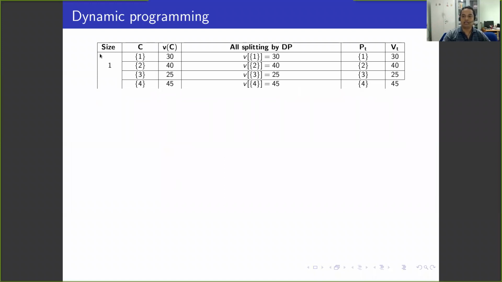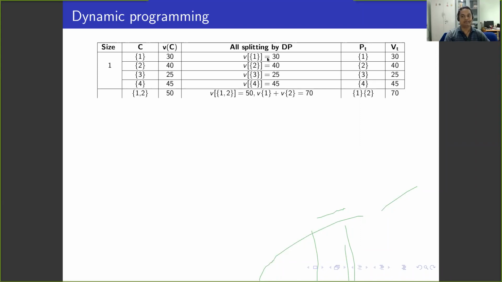So size 1 coalition. If you see my example, this is coalition C, which is given the coalition value, and we are doing the splitting operation, and we will be checking whether we will be going for coalition or we will work separately. For example, from the example it is given, if 1 and 2 work together, their value is 50. You see the example.